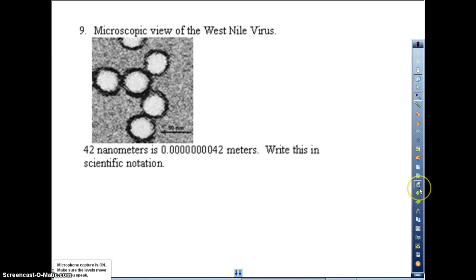Microscopic view of the West Nile virus. 42 nanometers is 0.0000000042. Write this number in scientific notation. Is that a big number or is that a small number? Yeah, that's incredibly small. So what's the exponent on my power of 10 going to be, positive or negative? Yep, it's going to be negative.